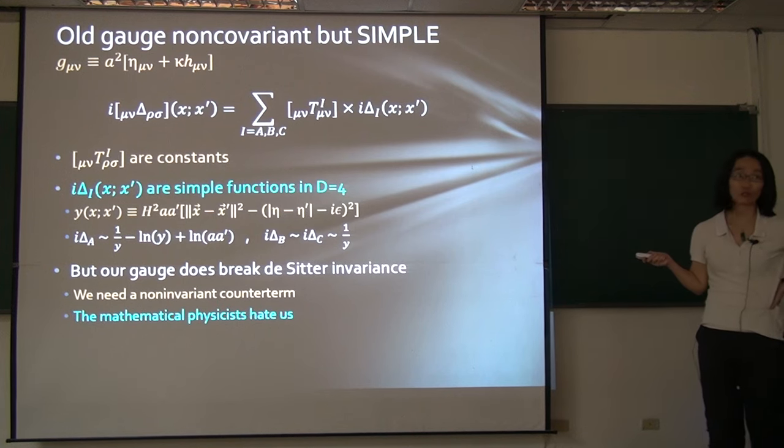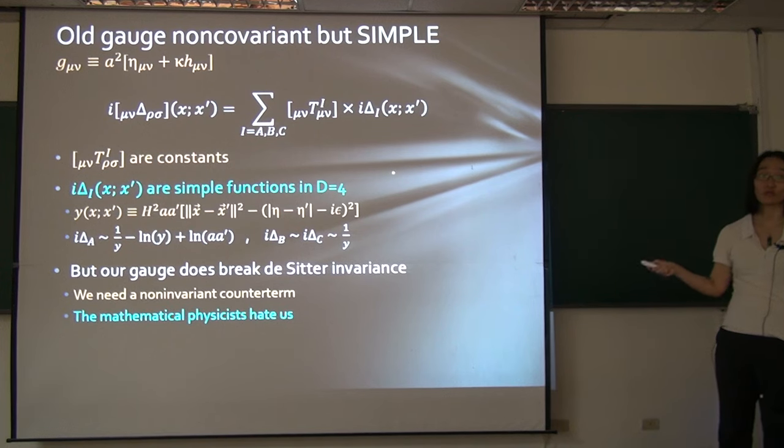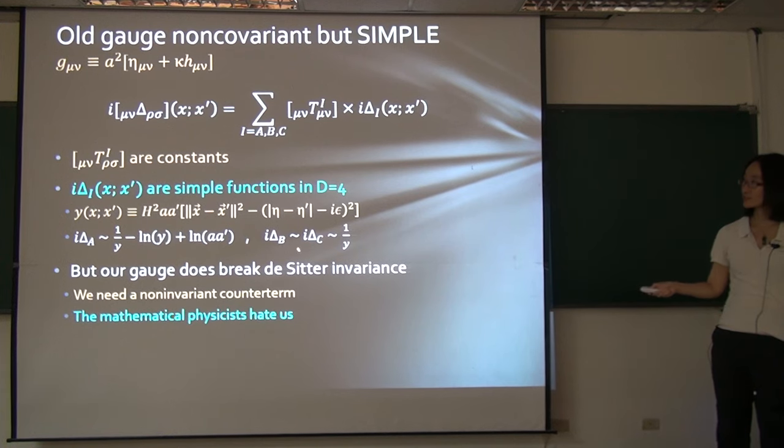Here, I just show why we use them. This is the old Graviton propagator, in which we conformally rescale the Graviton field, and the propagator takes this very simple form. Why is it simple? Because it's only three terms added together, and the tensor part is all constant. Also, for the scalar part we have three pieces, A, B, C. They all terminate at d equal to 4. That means even though in d dimensions they have an infinite series summation, in d equal to 4 it takes a very simple form like this. Because of this, even though it breaks de Sitter invariance, it's very simple to use and easy to compute whatever object you want.